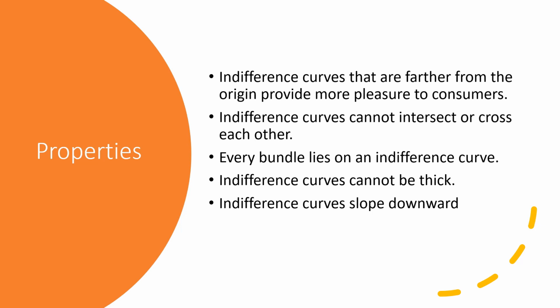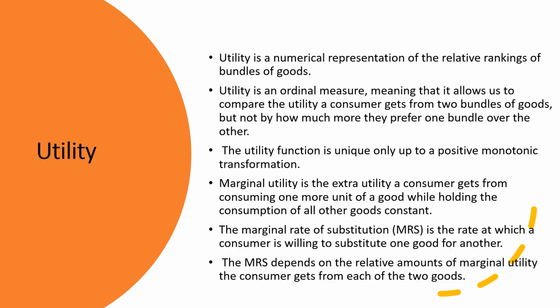Indifference curves cannot intersect or cross each other. Every bundle lies on an indifference curve. Indifference curves cannot be thick. Indifference curves slope downward. After that we have utility.